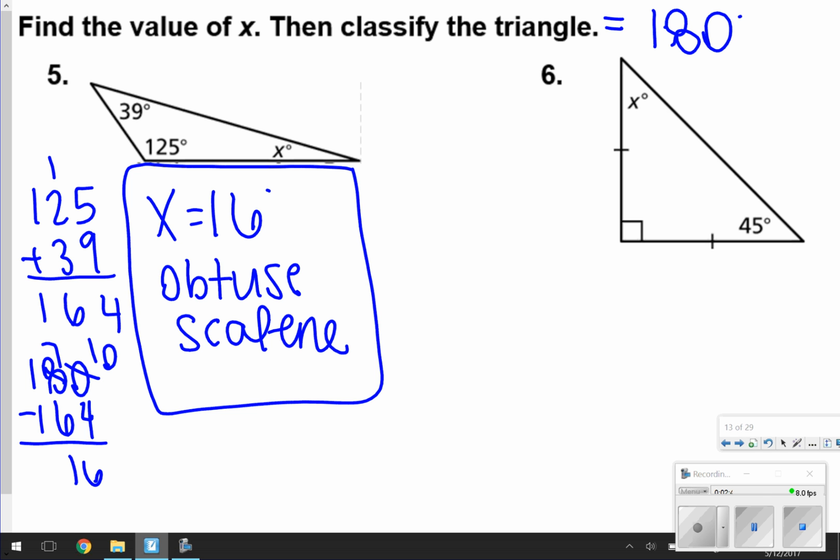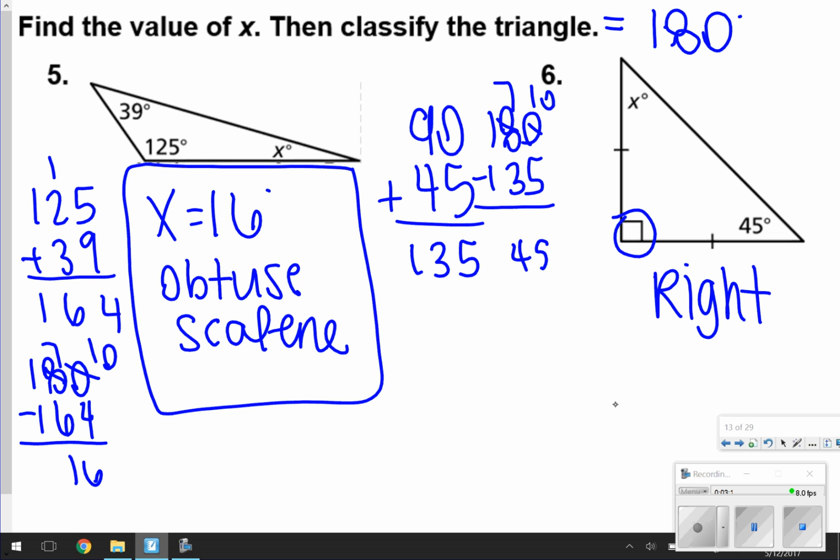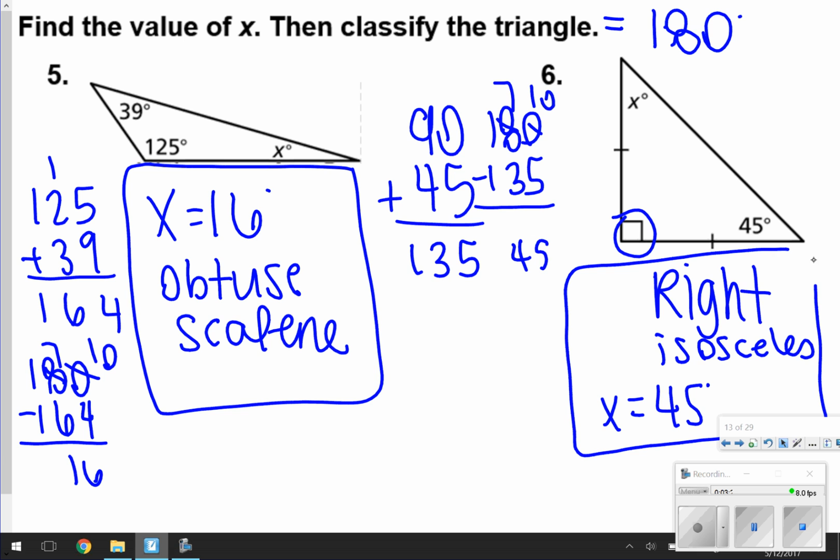Number 6 is a little bit easier. I can already tell it's a right triangle based on the right angle symbol in this corner. That's going to be 90 degrees and 45 degrees. Together, they make 135 degrees. Subtracting 135 from 180, just like I did before, gives me 45 degrees. So x is equal to 45 degrees. So this is going to be a right isosceles triangle because two sides are the same.